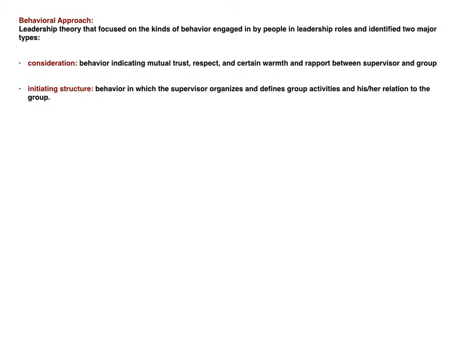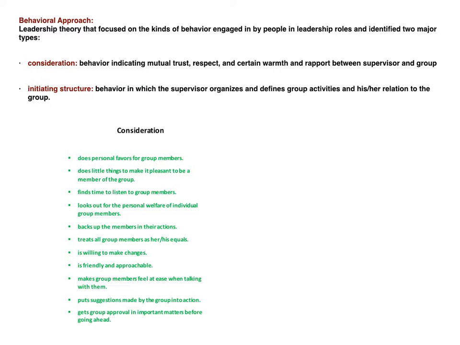The behavioral approach to leadership proposes that effective leaders adopt a leadership style depending on the situation. This is often referred to as situational leadership. The two dominant leadership styles are consideration and structure. Consideration focuses on building relationships and trust. Structure focuses on getting tasks done by setting rules and procedures and building systems and processes.